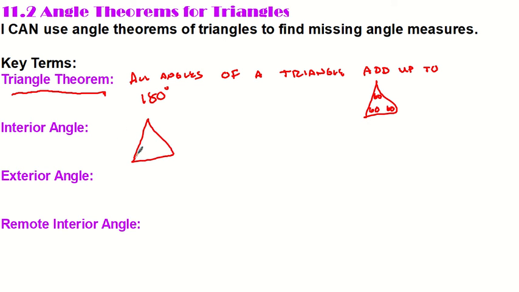Interior angle. The definition of an interior angle, you can draw a picture with all of these. Okay, all of those would be examples of interior angles. They're just the angles that are inside the triangle.